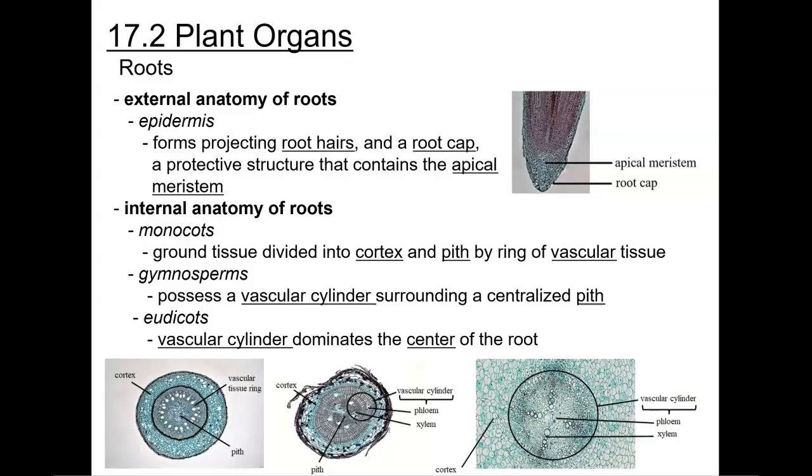Internal anatomy of these roots: if it's a monocot, it's going to have ground tissue that's divided into cortex and pith by a ring of vascular tissue. If it's a gymnosperm, it's going to have a vascular cylinder that surrounds a central pith. If it's a eudicot, it's going to have a vascular cylinder that's going to dominate the center of that root. And so you can see all of these below with these different pictures here.